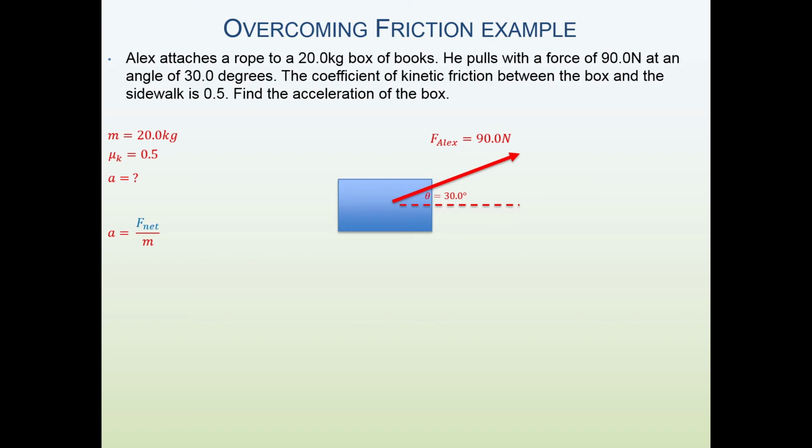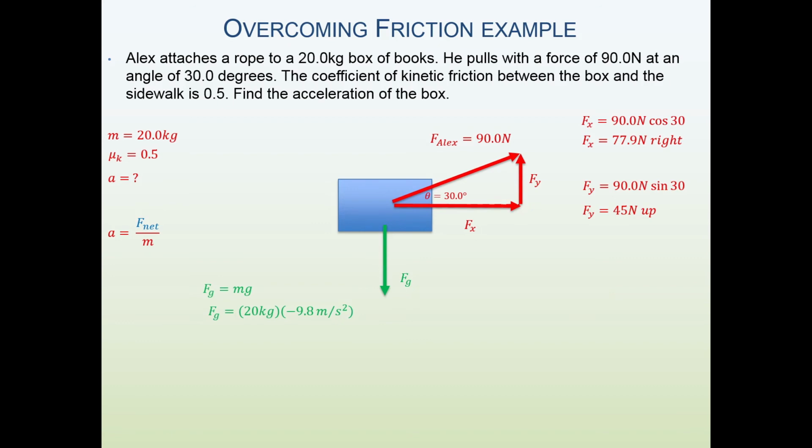All the forces need to be drawn and labeled to find the net force. There is the x and y force components of Alex. Those can be calculated using cosine and sine respectively, giving 77.9 newtons right and 45 newtons up. The force of gravity acting on the object can also be calculated by taking mass and multiplying it by gravity.